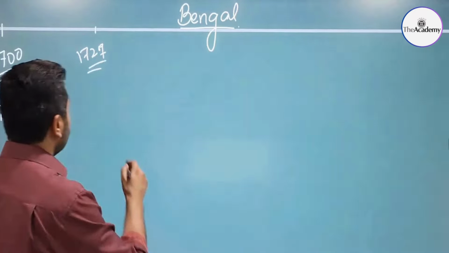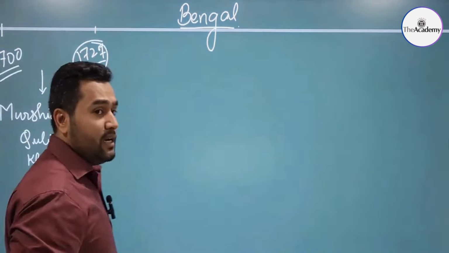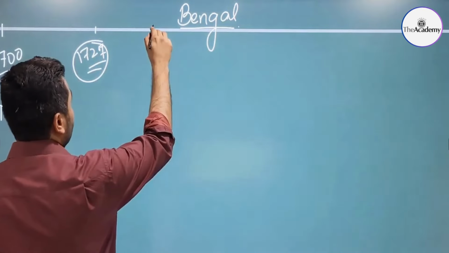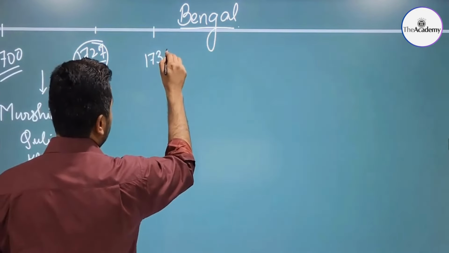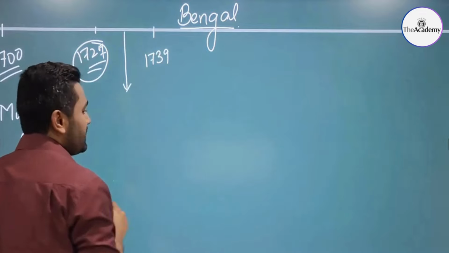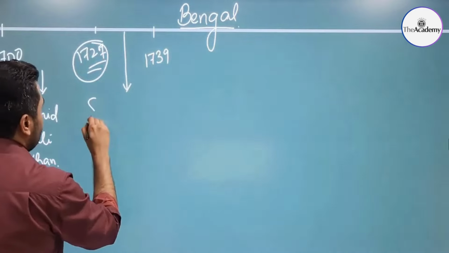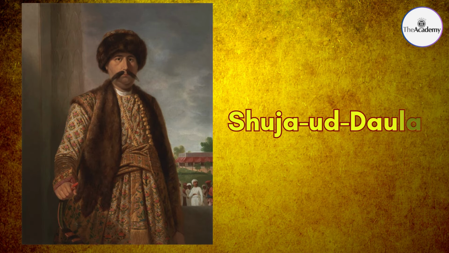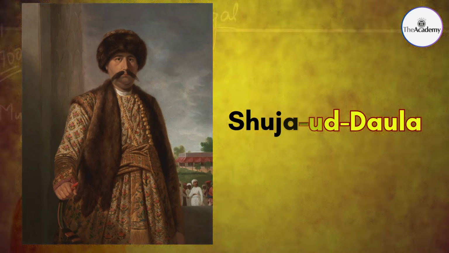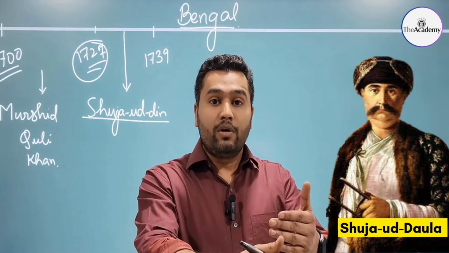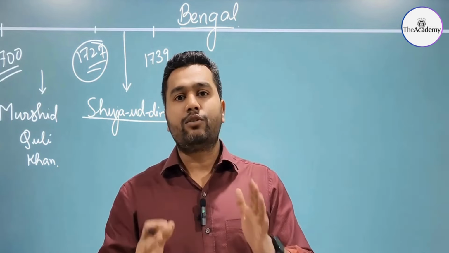In 1727, Murshid Quli Khan had nominated Sarfaraz Khan, his grandson, as the successor. But Sarfaraz Khan was small. Therefore, from 1727 till 1739, Sarfaraz Khan's father, the son-in-law of Murshid Quli Khan, Shuja-ud-Din, ruled over the Bengal region. In 1733, Shuja-ud-Din also brought Bihar under the control of Bengal.